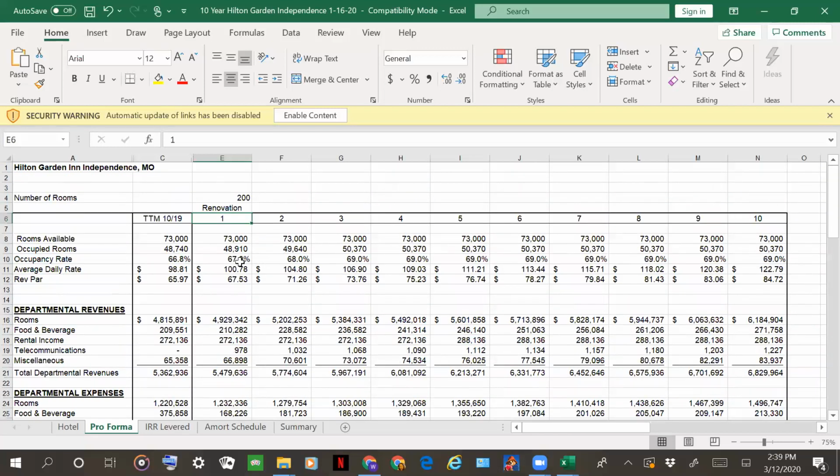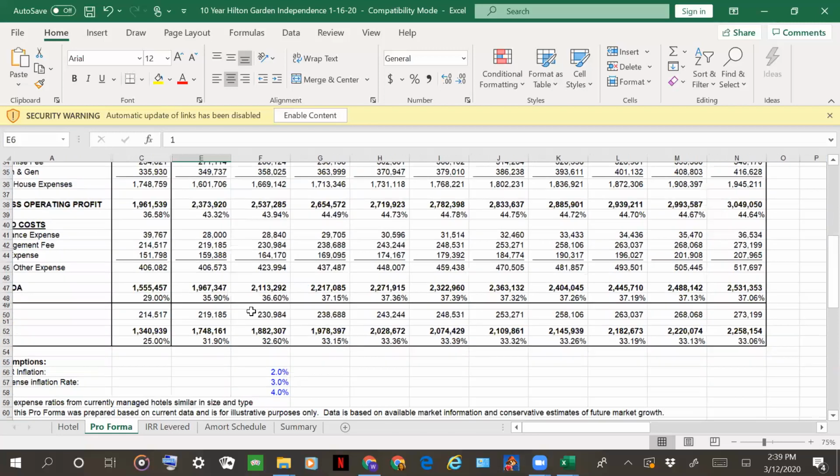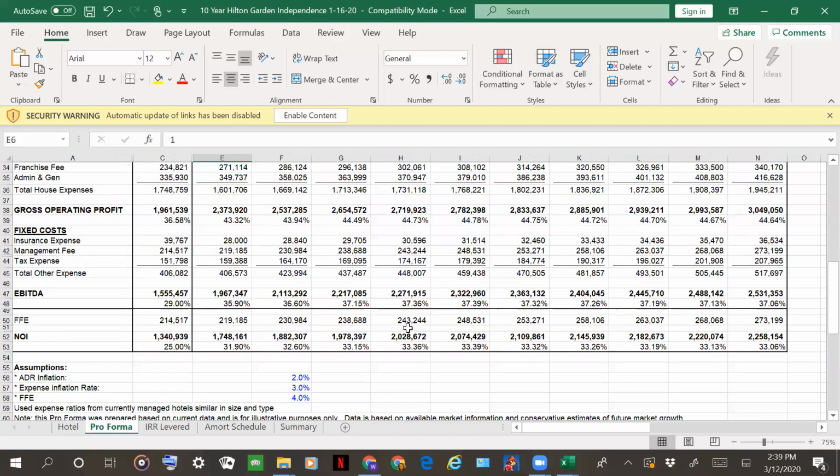So here we're very conservative. We just kept it at a 67, slowly increasing, and actually we kept it at 69, and we kept the ADR at 100. And so over a 5-year period, we felt we can get this to a $2 million deal. And I'm going to show you numbers of what that looks like when we get the loan in place.